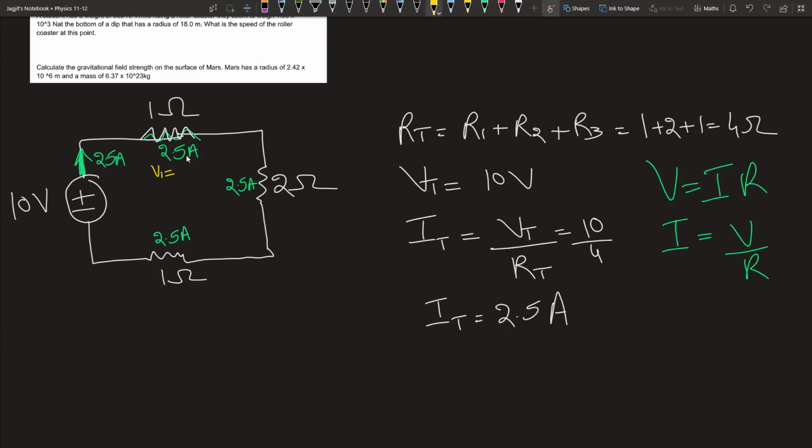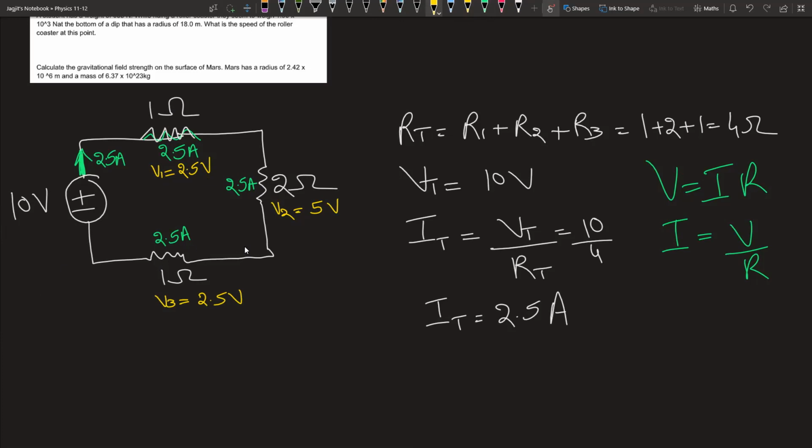I times R. So folks, 2.5 times 1 will give you 2.5 volts. 2.5 volts dropped here. Over here, the voltage drop will be IR, 2.5 times 2, which is 5 volts. Again, voltage drop here will be IR, 2.5 times 1 is 2.5 volts. Now look at this, 2.5 plus 5 plus 2.5 is 10, and your total voltage is 10. Okay, so that makes sense.